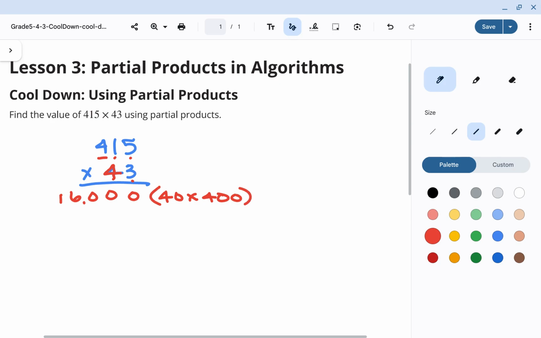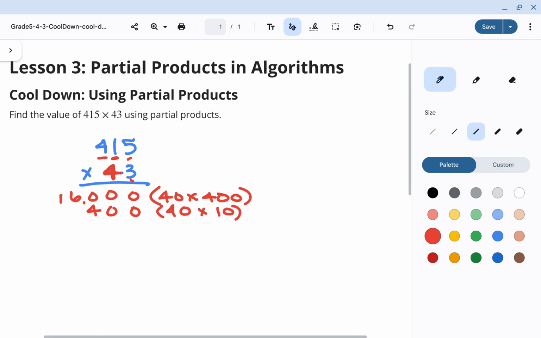Now I'm going to be taking my 4 times 10. Well, this 4 represents 40. This 1 represents 10. So 4 times 1 is 4, but then I'm going to have 2 zeros. So here is my 2 zeros and then a 4. I have 400 when I find what 40 times 10 equals.